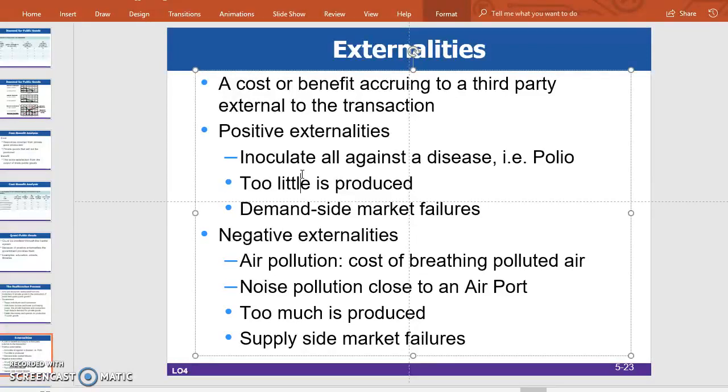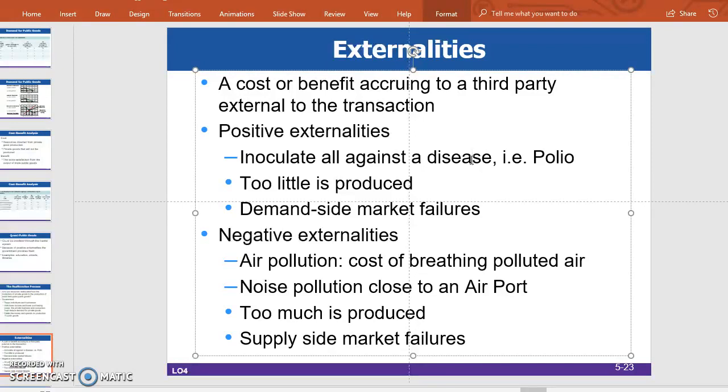Like what? Inoculation against a disease, polio, right? So that is a positive externality. If I get a polio shot, then that is good for society because that shot will reduce my chance of getting polio, and also it will reduce the chance that polio can spread through me to others, right? So that is the third party effect, the spillover effect, right?